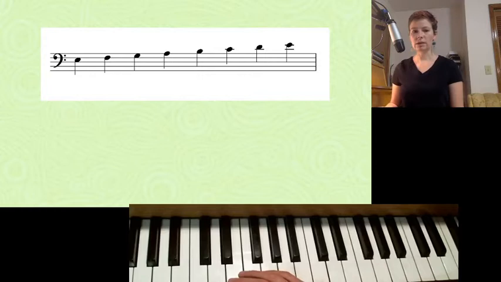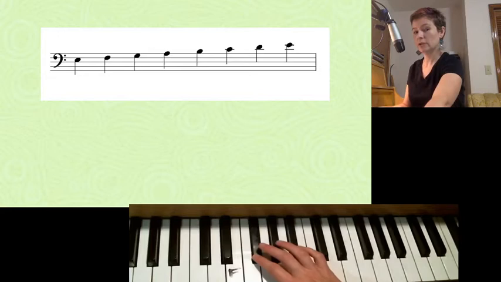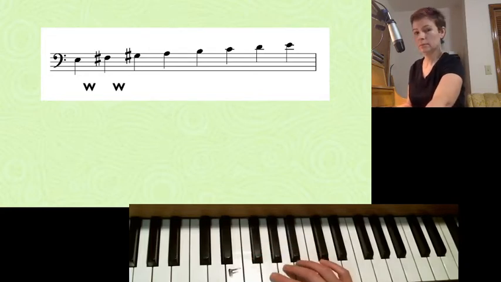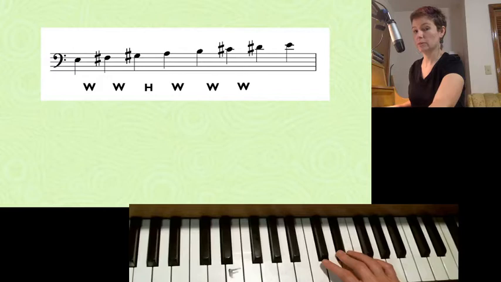When we start on E and build using the whole, whole, half pattern, we can't complete the scale with only white keys. We need accidentals here at F sharp, here at G sharp, here at C sharp, and here at D sharp.